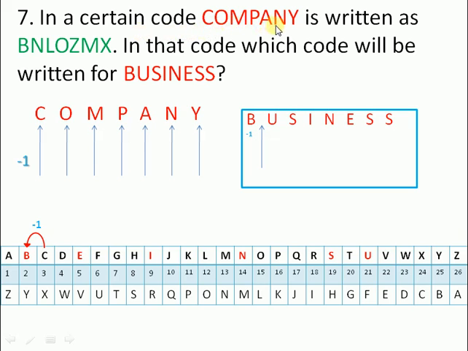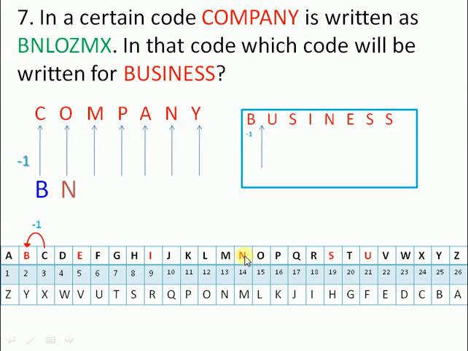Now the seventh question. In a certain coding system, COMPANY is written as BNLOZMX. In that code, which code will be written for BUSINESS? When we observe it, in COMPANY, C is converted to B. That means it is skipping backward once. So each letter is skipping backward once.